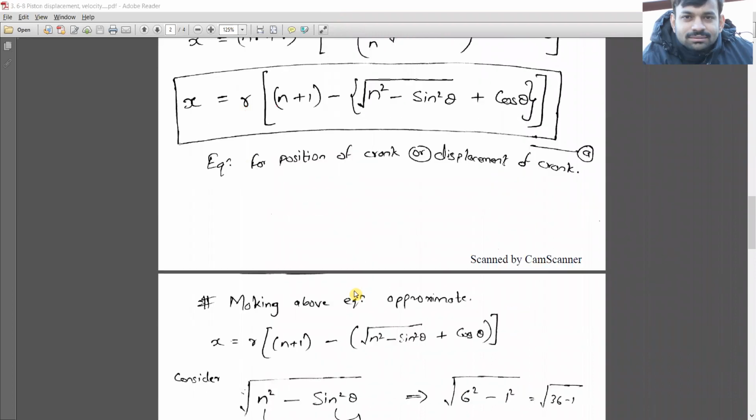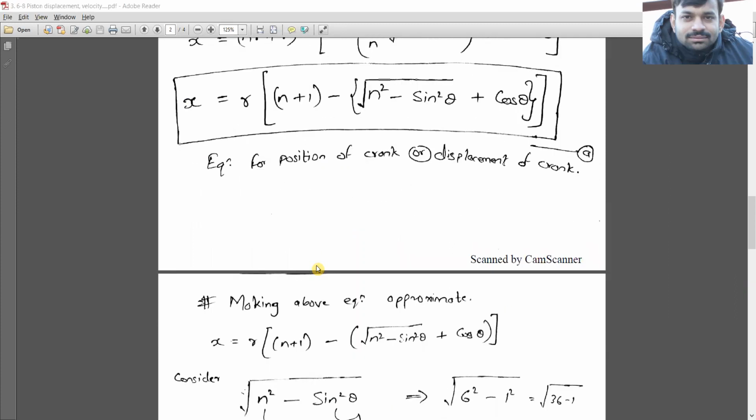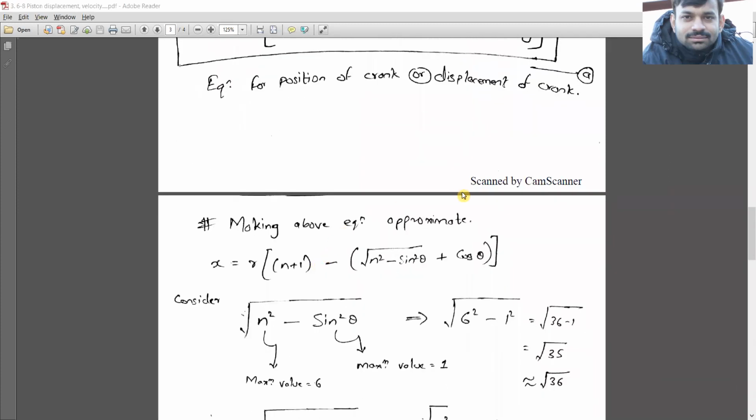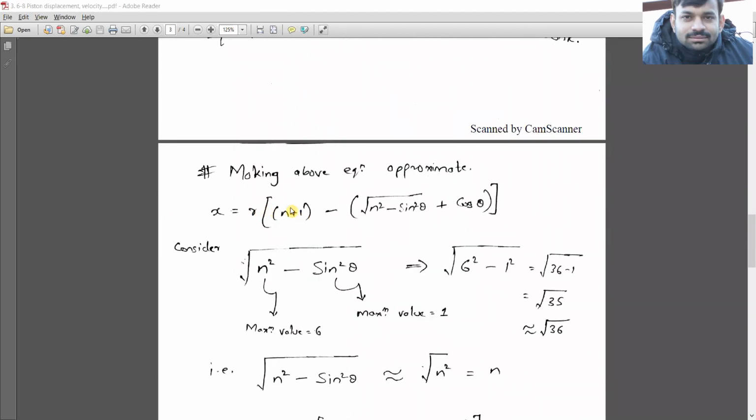Forward. Now, since this equation is very giant, it is difficult to remember. So we are making some approximation. How? We have rewritten this equation: x equals R times (n plus 1 minus under root n square minus sine square theta) plus cos theta.